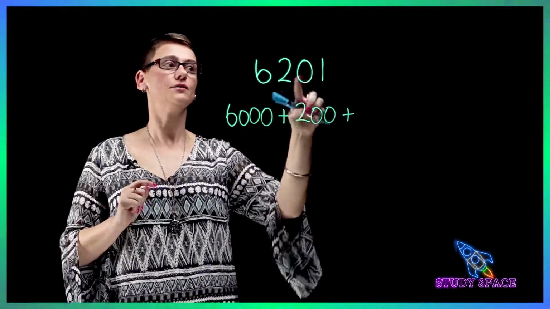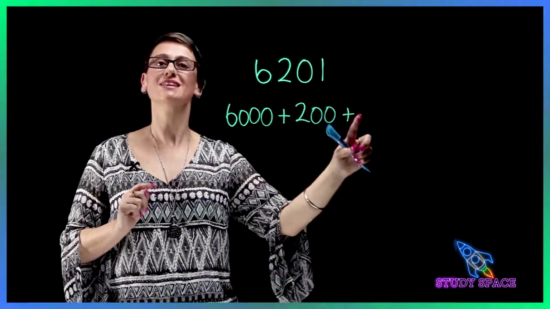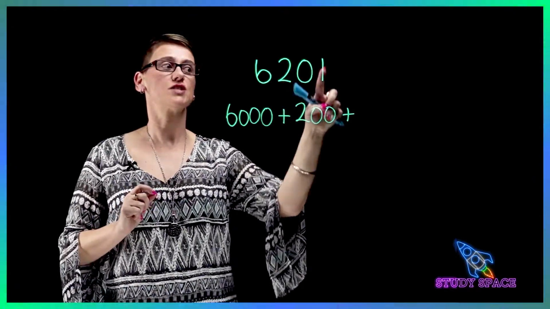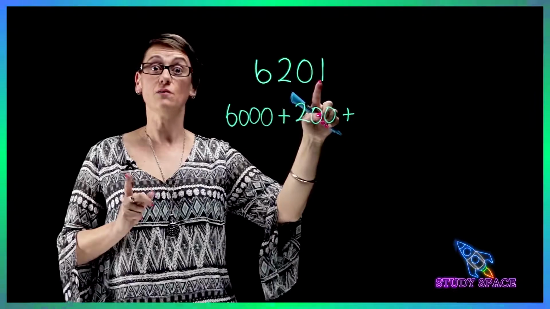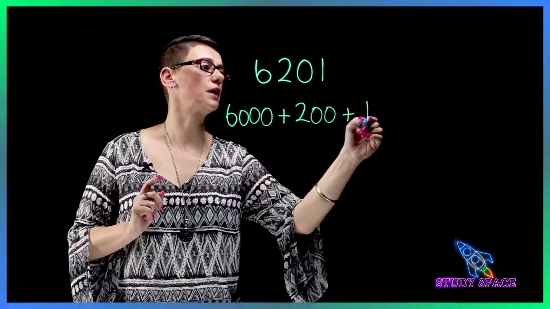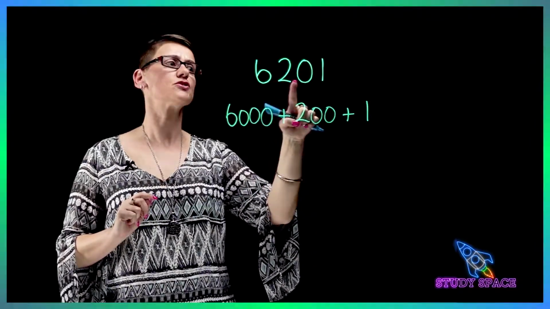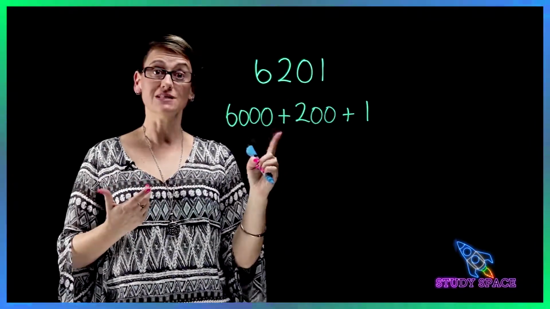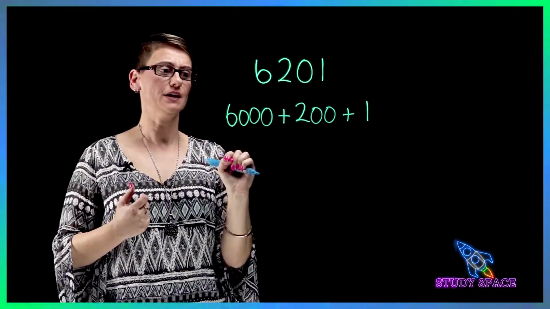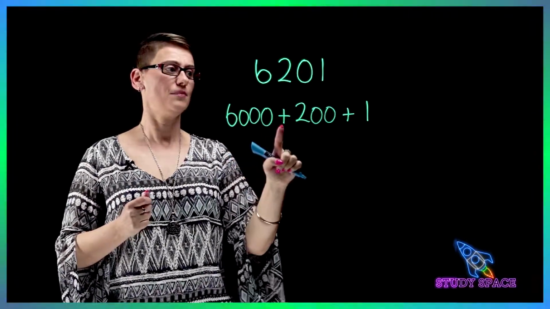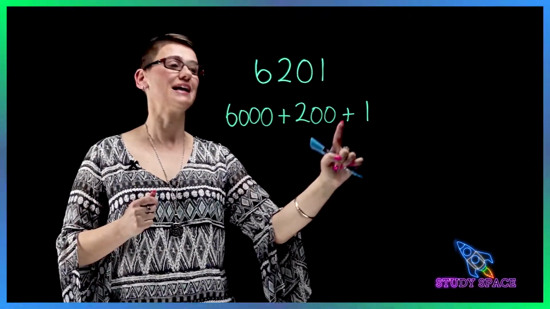Then we have no tens. So we don't need to write the tens. So we go straight to the ones. So we've got 1. So plus 1. So 6,201 equals, in expanded notation form, 6,000 plus 200 plus 1.